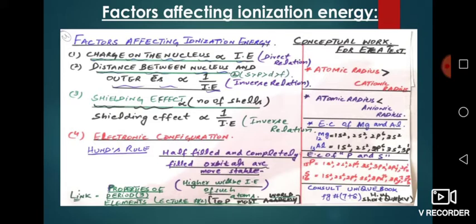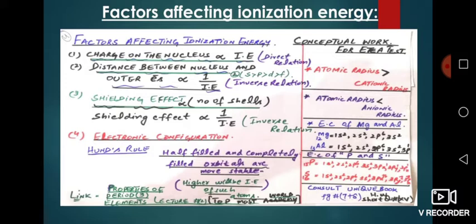Like in the previous example, we have discussed that the removal of electrons from the P subshell is easier as compared to the S subshell. In the case of magnesium and aluminium, removing electrons from the outermost subshell of aluminium, which is P, is easier as compared to magnesium, in which the outer electrons are present in the S subshell. So as the distance between the nucleus and the outer electron increases, less energy will be required for the removal of electrons, and we can say ionization energy will decrease.